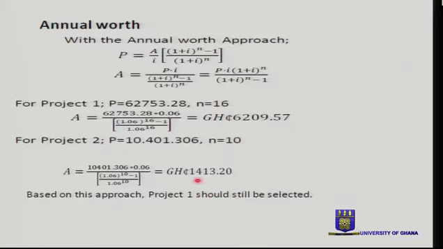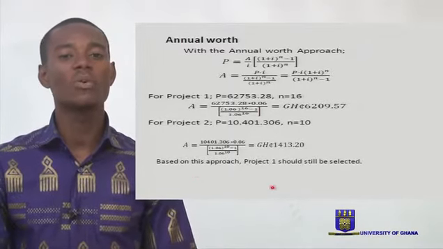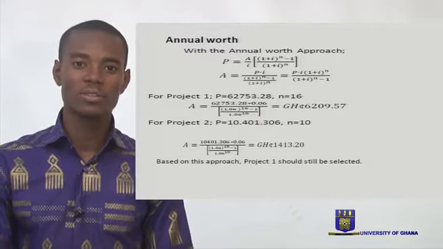Based on the annual worth approach, I would compare these two values, the 6,209.57 and the 1,413.20. I'll choose the one that has the higher annual worth. Between 6,209 and 1,413, I will definitely choose 6,209, obviously. More is always preferred to less. And so based on the annual worth approach, project 1 should be selected.